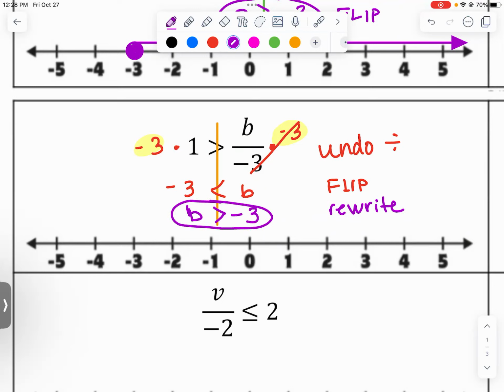Okay. So Bev, open or closed circle at -3? Open circle at -3. And if b is greater than -3, we're going to need to go... No, you are right. To the right. To the right. I don't know what I was doing there.